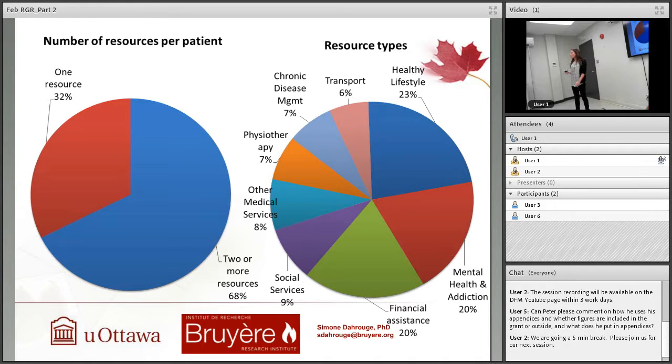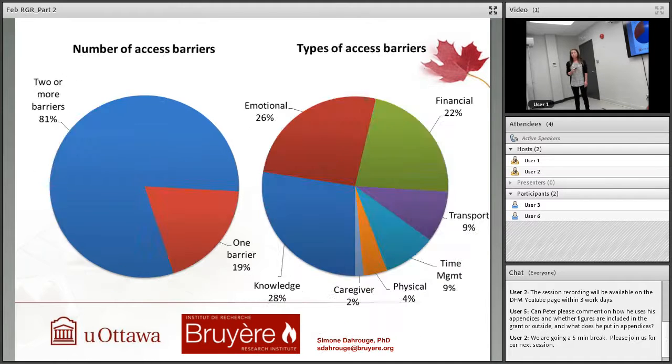So far we have approximately 70 patients enrolled in the study, and some preliminary findings indicate that about 70% of these patients identified 2 or more resources that would be beneficial to them to access in the community. The most common resources relate to healthy lifestyle, mental health and addiction, and financial assistance, amongst others. Interestingly, about 80% of all patients who've met with the navigator have identified at least 2 or more barriers to accessing these resources.